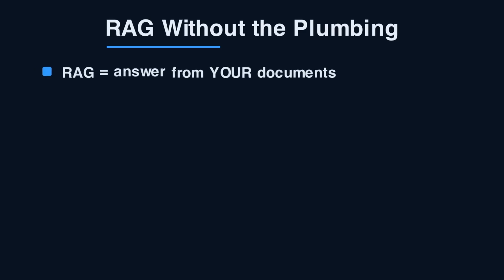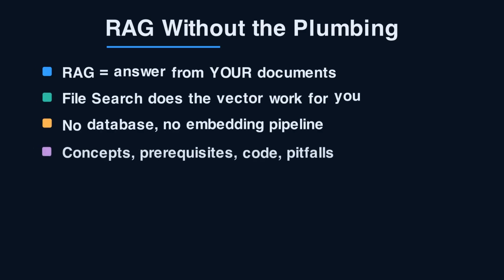Retrieval Augmented Generation (RAG) is how you make a model answer from your own documents instead of its training data. Normally that means standing up a vector database, building an embedding pipeline, chunking your files, and writing a lot of glue. The Azure AI Agent Service has a file search tool that does all of that for you. You upload documents, and the agent answers from them with citations.